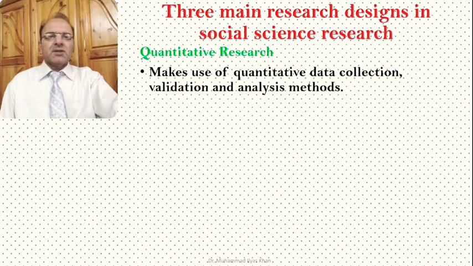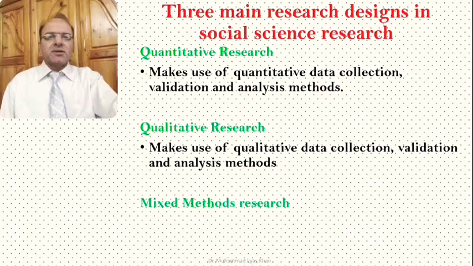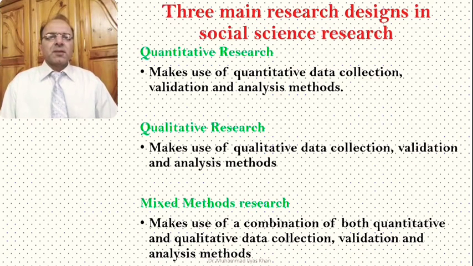Then we move on to the main research designs in social sciences, or the different types of research designs in social sciences. And so in social sciences, there are three main types of research designs that have been identified: the quantitative research design, the qualitative research design, and the mixed method research design. The quantitative research design makes use of quantitative data collection, validation, and analysis methods.